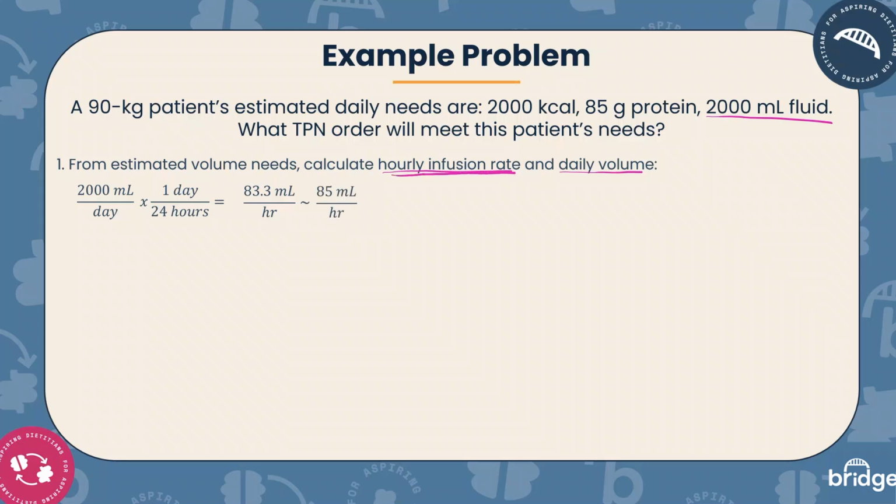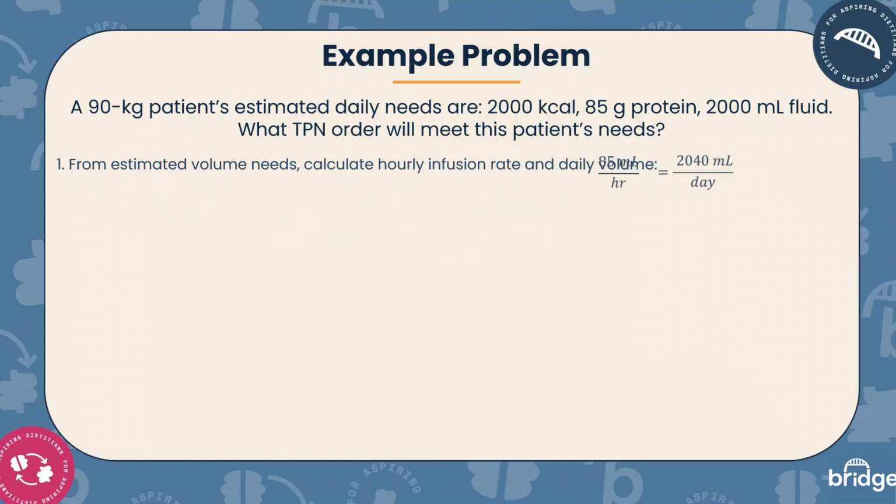So my daily volume, I can convert from hours to days because there's 24 hours in one day. Hours cancels out. And I find out that if I'm feeding my patient 85 milliliters an hour, then they're getting 2,040 milliliters every single day. That's my hourly infusion rate, 85 milliliters per hour. And my daily volume is 2,040 milliliters every day.